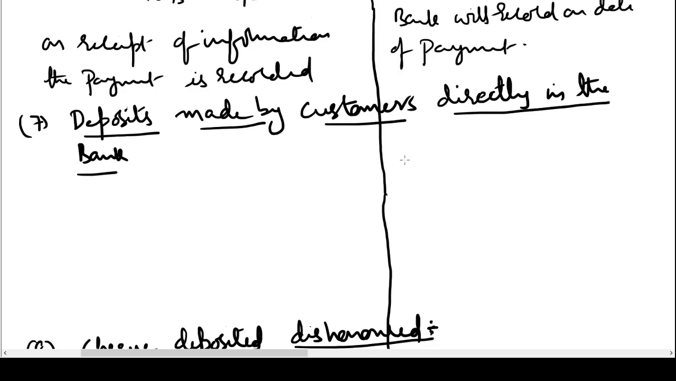So what is the entry the bank will pass? Again, the entry will be recorded by the bank first. Bank is receiving cash, so cash account debit to customer account. Customer account means our account.